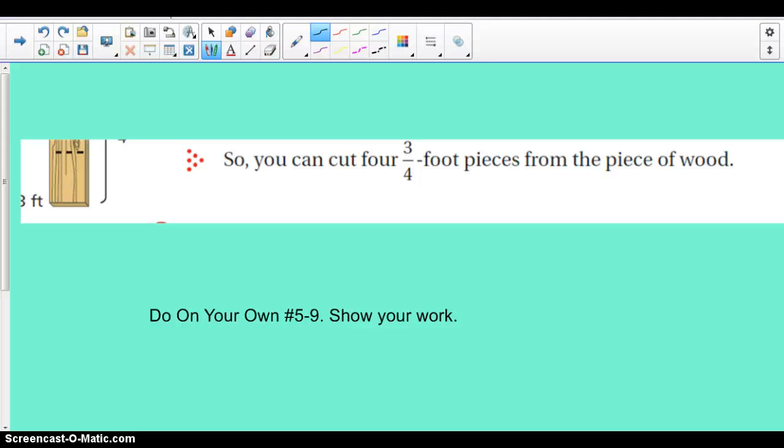Both answers are right, both methods are right. We're trying to work with method 2. So if you would do on your own 5 through 9 and come back when you're done.